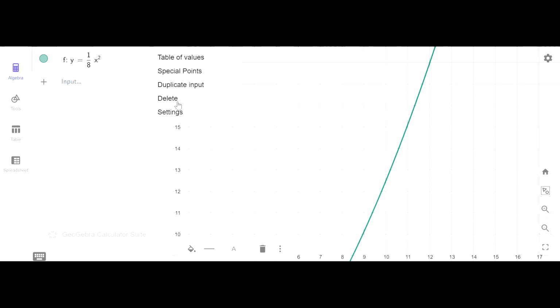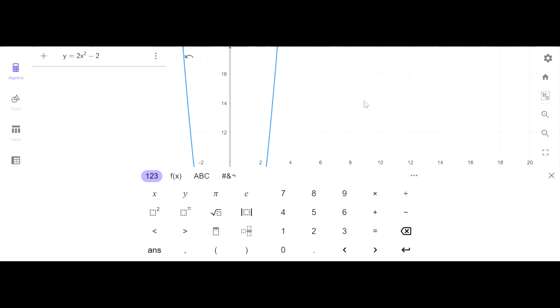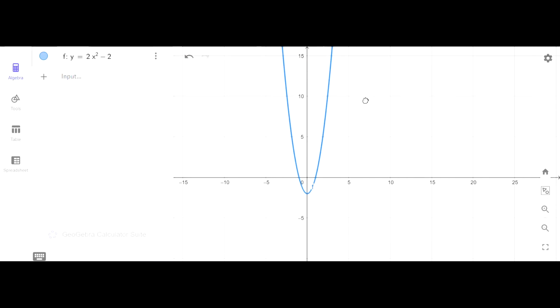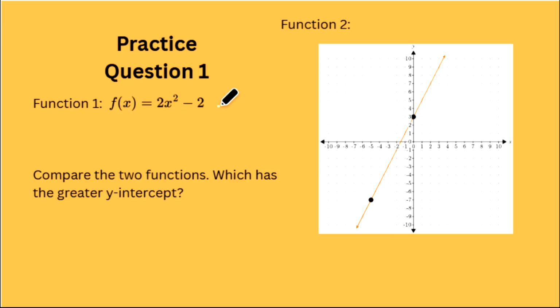Okay, let's get rid of our old graphs so we don't have anything to screw us up. Y and f of x are interchangeable. It's just easier to type y. So we have 2x squared minus 2. And here's our graph. Let's zoom out. And what it wanted to know, I don't remember. It's looking at y-intercept. So our y-intercept is right here. We might have to zoom in. It's at -2.